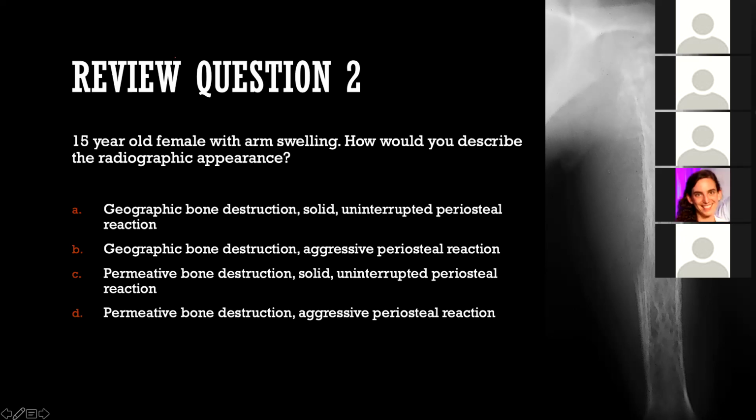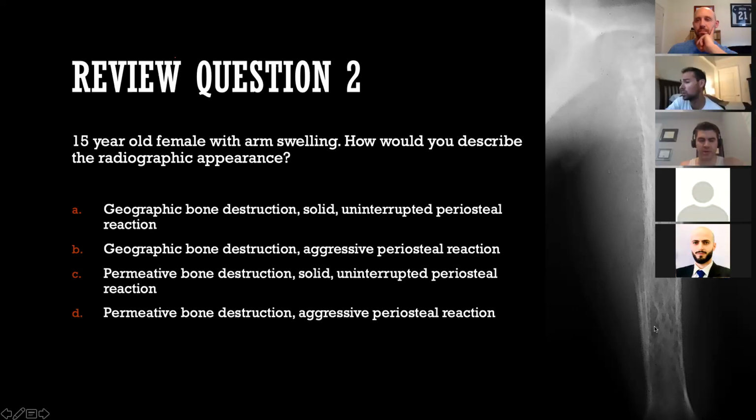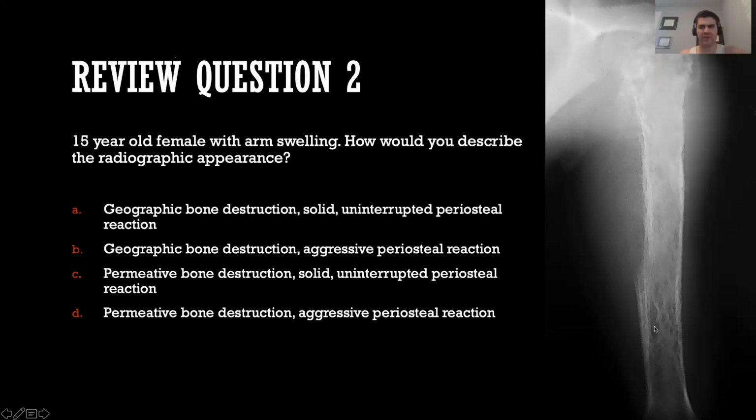If you look at the last lesion versus this lesion, the last lesion is a very non-aggressive appearing lesion. This is an extremely aggressive appearance. I wanted you guys to see two ends of the spectrum and have a good understanding of the difference between the two. Hopefully that makes sense.